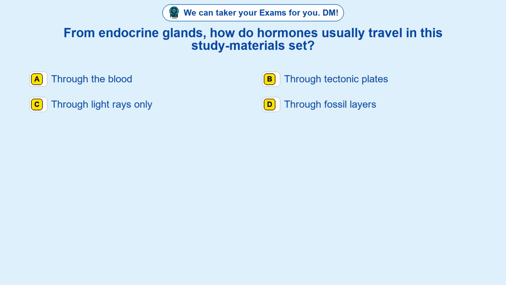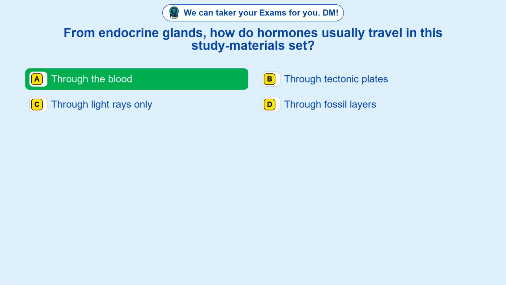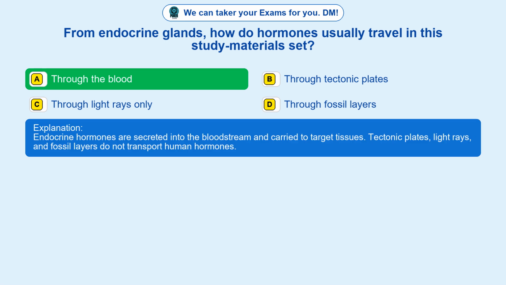Question 28. From endocrine glands, how do hormones usually travel in this study material set? Option A. Through the blood. Option B. Through tectonic plates. Option C. Through light rays only. Option D. Through fossil layers. The correct answer is option A. Through the blood. Endocrine hormones are secreted into the bloodstream and carried to target tissues. Tectonic plates, light rays, and fossil layers do not transport human hormones.